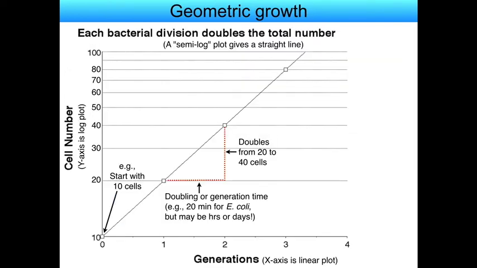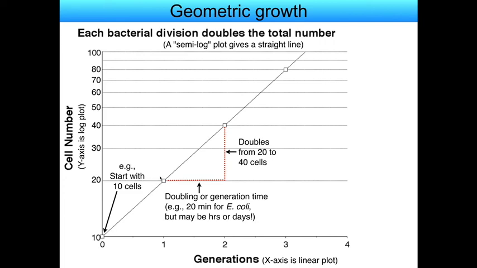An important point here is that you can plot this exponential growth to determine the doubling time. If you use a linear scale, you're not going to be able to do this because it's going to rise rapidly in an exponential format. But if you use a semi-log plot, which is logarithmic on one scale, in this case the y-axis, and a linear plot on the x-axis, you will get a straight line.